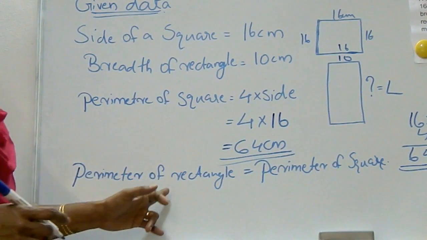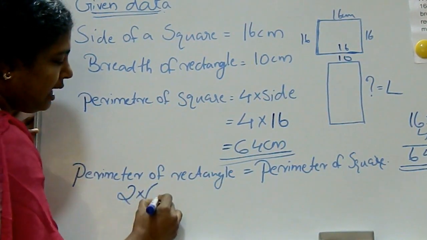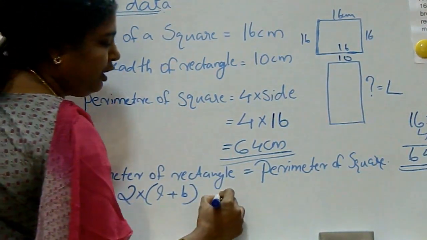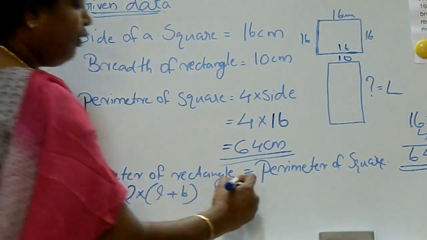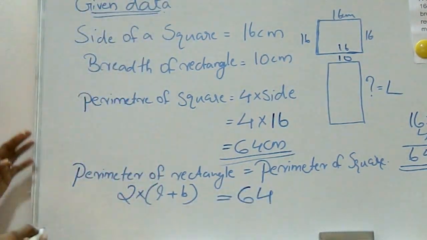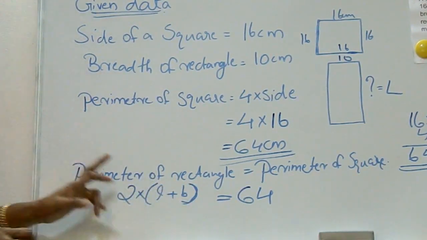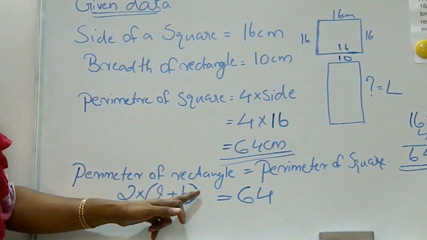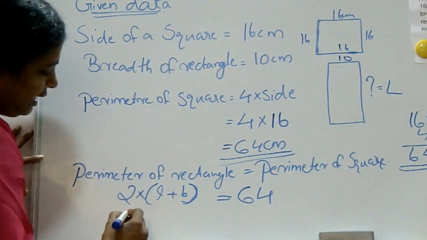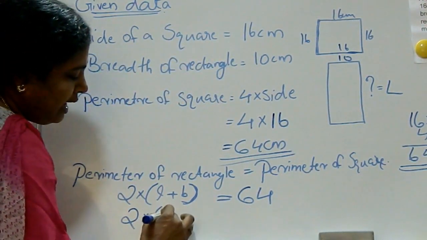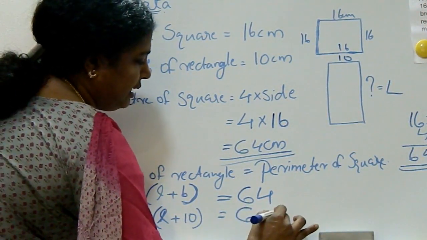Perimeter of rectangle, we know the equation, is 2 multiplied by (length plus breadth). That means 2 multiplied by (length plus breadth) is equal to the perimeter of square, which is 4 multiplied by side. We know the value: 64 is the perimeter of the square. Then this 2 is outside the bracket, so we have to multiply each term. Here we know the value of B. B is equal to 10 centimeter. That's why 2 multiplied by (length plus 10 centimeter) is equal to 64 centimeter.